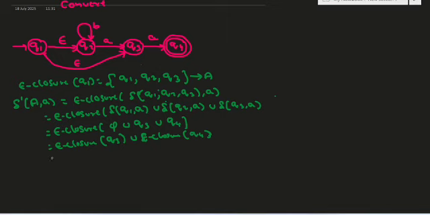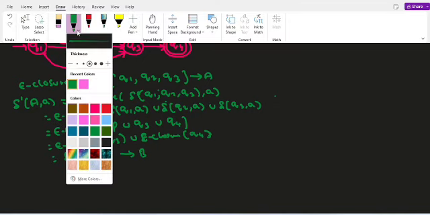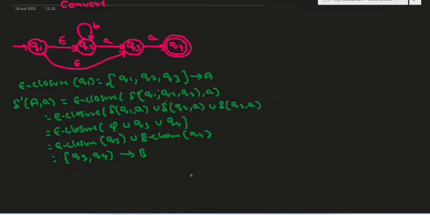The epsilon closure of Q3 is Q3 itself, and the epsilon closure of Q4 is Q4 itself. So, the answer here is Q3, Q4, and we will name this state as state B. Now, we will find the delta dash for input b also. We will apply another input, b. So, delta dash of A comma b.